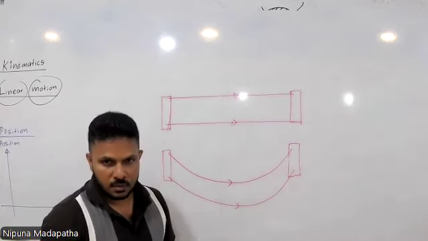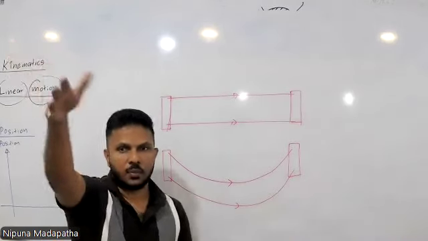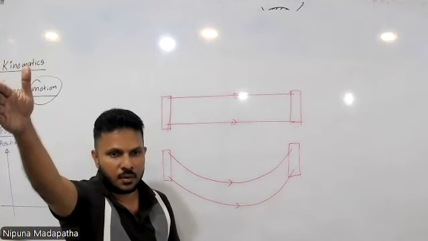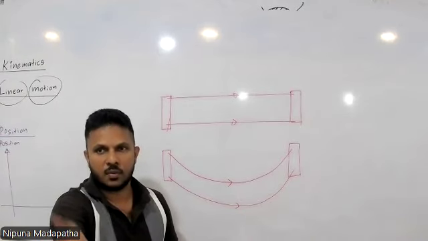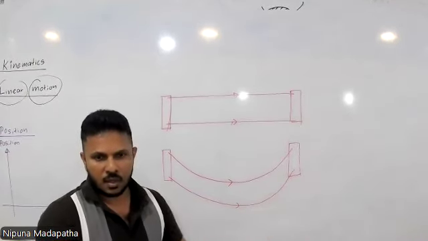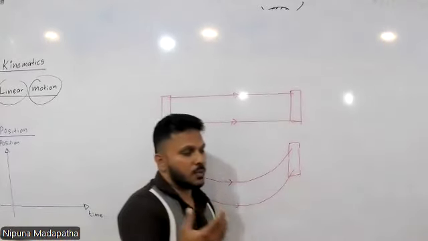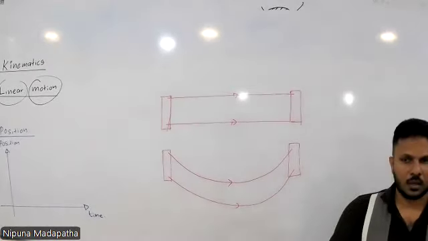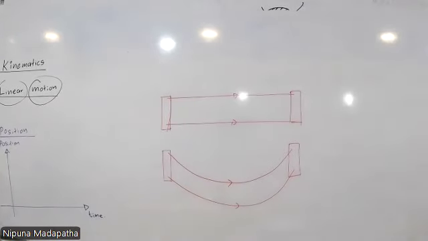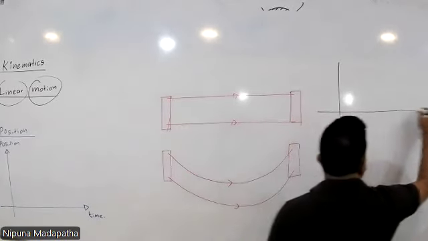But if someone outside this classroom explains your position, now your position is different. Now you are not 2 meters away from the reference. So in order to describe the position of an object, you need a reference point. That reference point is known as the origin.